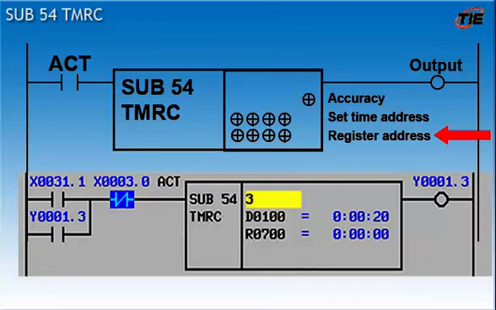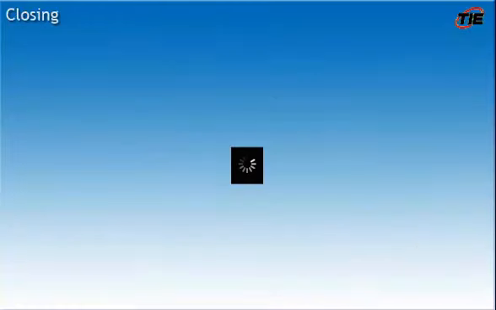Line 3 is the starting address where the actual counting will occur. This address will take up to 4 consecutive bytes of data. So a setting of R700 will use the addresses R700 through R703. These addresses must not be used in a ladder for any other purpose. Please note that, unlike the other timers we discussed, there are no timer numbers associated with the Sub 54.